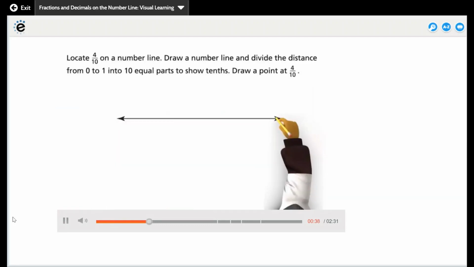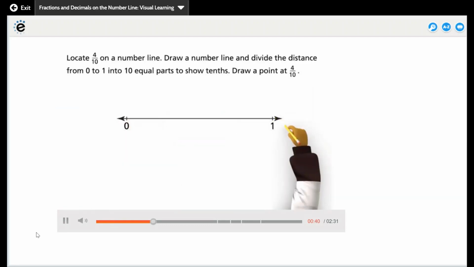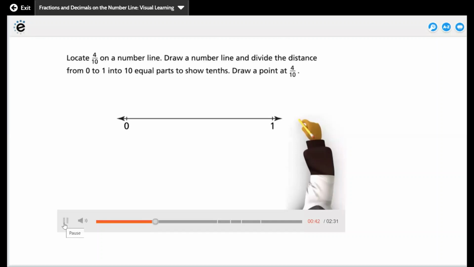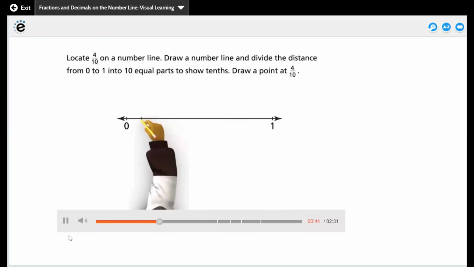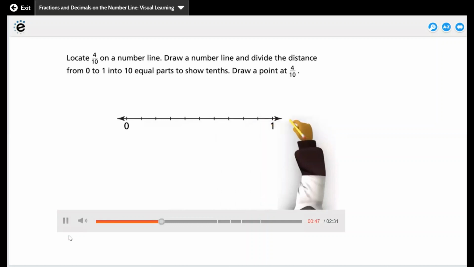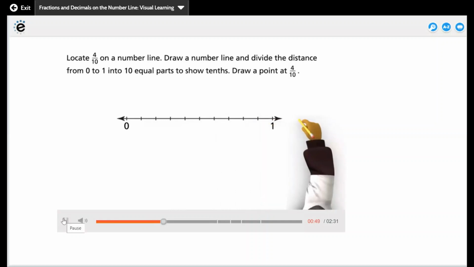Locate 4/10 on a number line. Draw a number line and divide the distance from 0 to 1 into 10 equal parts to show tenths. Draw a point at 4/10.